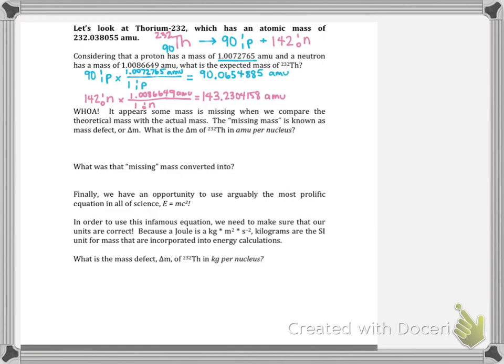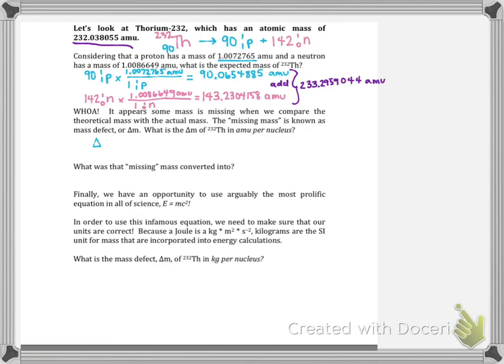And so to get our theoretical mass of what it should weigh, we're just going to add those two together. And we get a total mass of 233.2959044 AMU. And so if you compare that mass that we just got to the one they told us it is actually, you can see that the actual mass is less than what we just calculated. And so that's what this whole mass defect is going to be about.